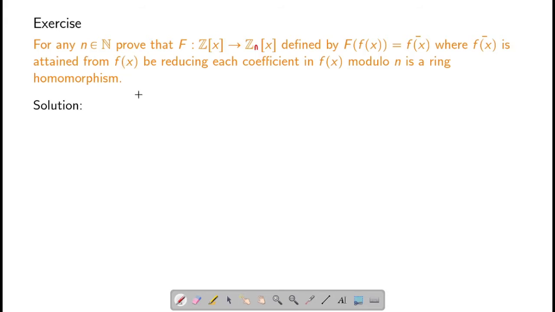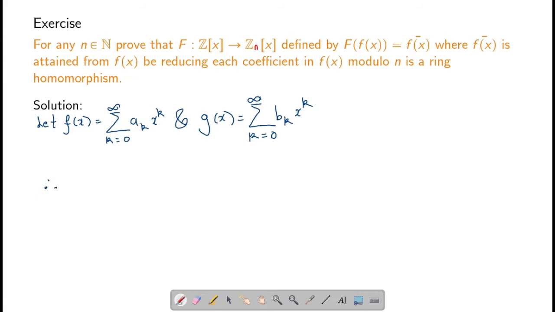Now for any n in N, we can show that this function f from the polynomials over Z to the polynomials over Z_n, given by f(x) maps to f bar(x), where f bar(x) is attained by reducing each coefficient of f(x) modulo n, is a ring homomorphism. Let us prove this statement. So let us start with two polynomials f(x) and g(x).